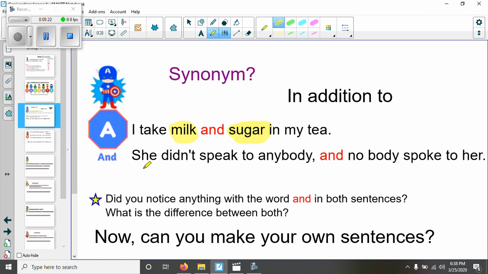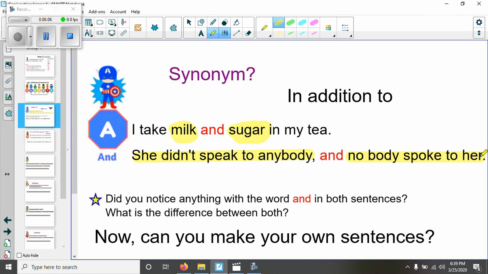Okay, the second sentence says, she didn't speak to anybody and nobody spoke to her. I have here and as well, but this time it is connecting two clauses. So here we have a sentence, a clause, and another clause. Very good. I know that and is a very, very easy word. It's a very easy connective, right? But I want you here to notice something. Did you notice anything with the word and in both sentences? Can you tell me the difference between both of them?